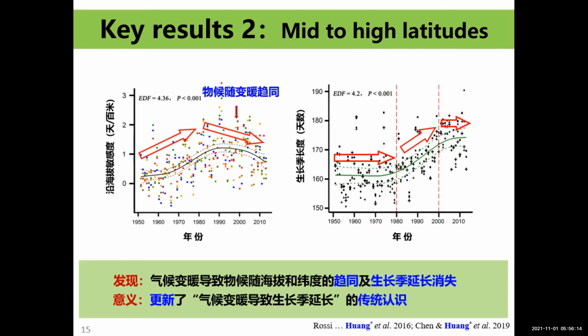Which means climate warming has resulted in synchronized phenology across a large spatial scale at mid to high latitude. Especially, we found that since 2000, growing season length has not been extended anymore, which is contrary to the traditional findings reported in Nature in 1999, that climate warming has resulted in extended growing season length.